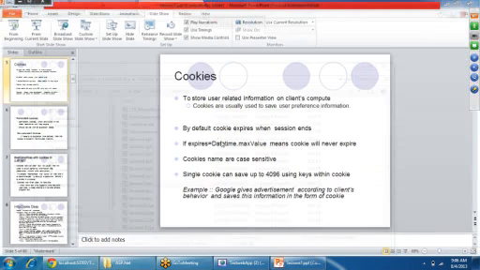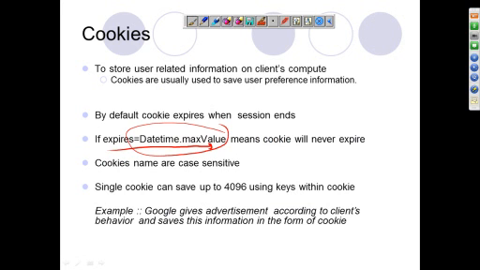Okay, so your cookie object's expires property, you can set to the datetime.max value, so it will never expire. Expire means that when a cookie is expired, it is deleted from the machine. So it will never be deleted. Cookie names are case sensitive.